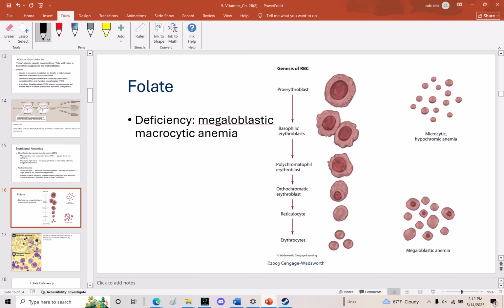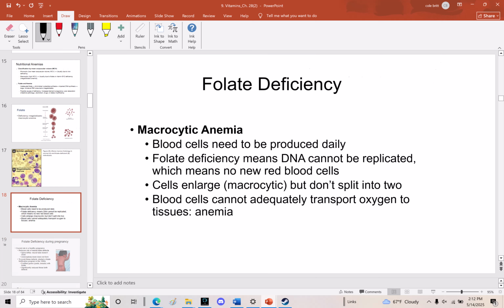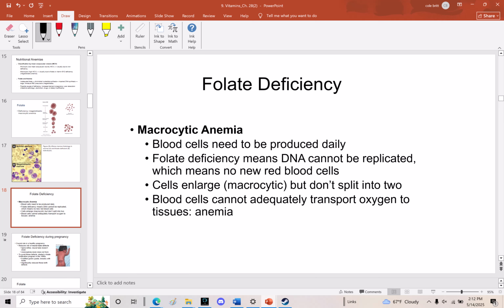All right, so folate deficiency. There are going to be two major deficiencies. The first one is macrocytic anemia, also known as megaloblastic. It's the same thing. Sometimes we call it megaloblastic, sometimes macrocytic, but mega means macro, big. Blood cells have to be produced daily. Right now, you're making probably millions of red blood cells just this minute alone, and you need folate to do that.